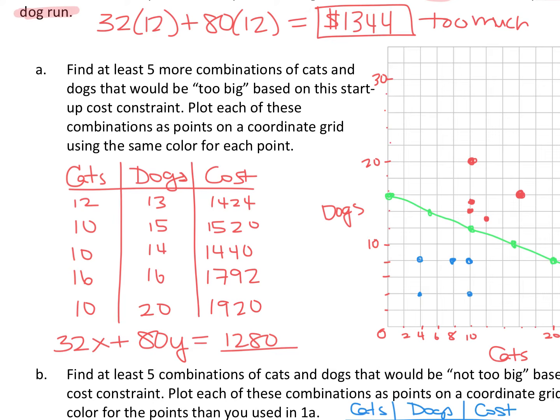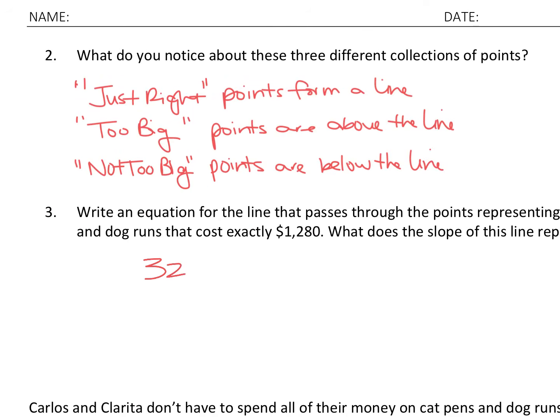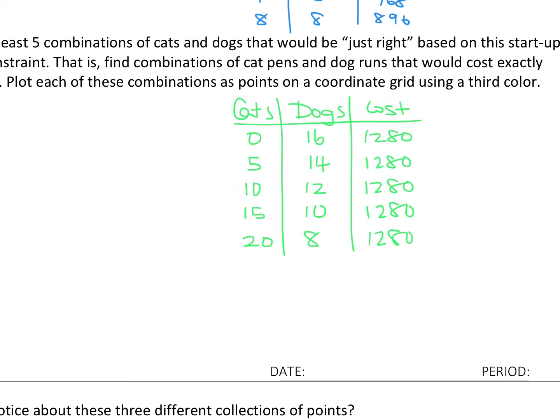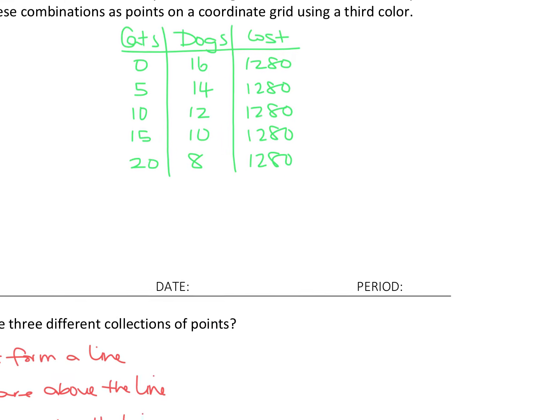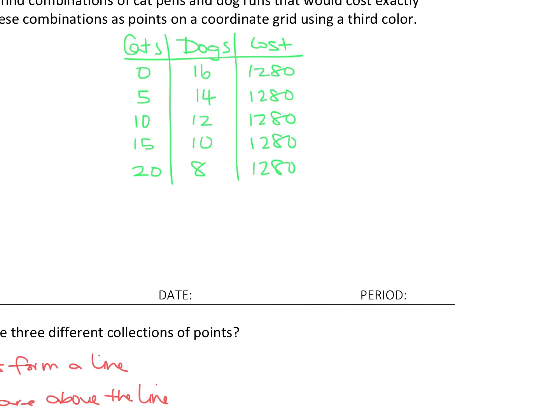So let me transfer that down to number 3. 32 cats plus 80 dogs could be equal to 1280. So that could be our equation. And I probably shouldn't have written it up here under part A. I probably should have written that over here under part C, because this is the one that equals 1280. So this is really where this goes. 32 times the cats plus 80 times the dogs equals 1280.